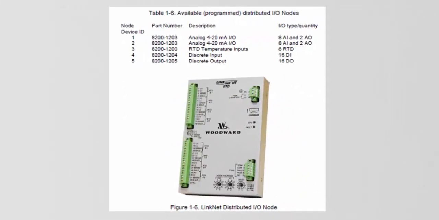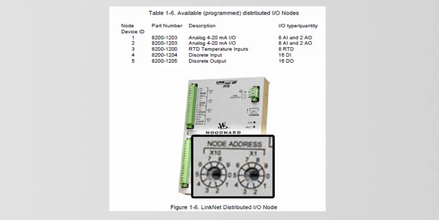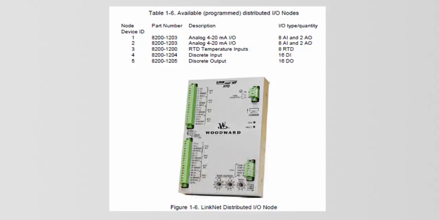Each node I/O type has a predefined node device ID and must be set according to this table in order to communicate with the 505. The node device ID is set on the front of the LinkNet module. Device node ID 1 and device node ID 2 must be analog 4 to 20 mA modules. Each analog I/O node has 8 analog inputs and 2 analog outputs.